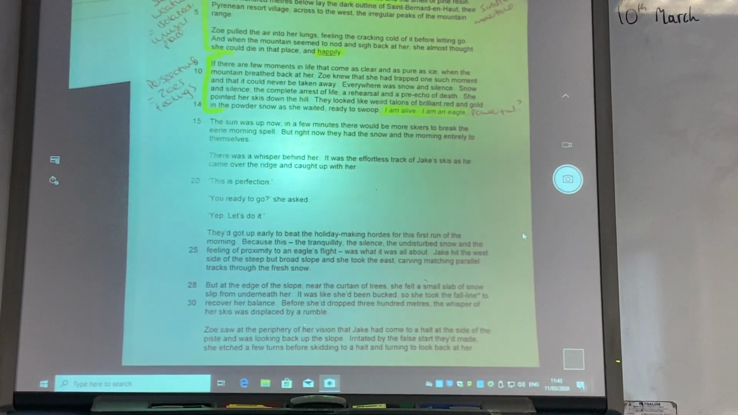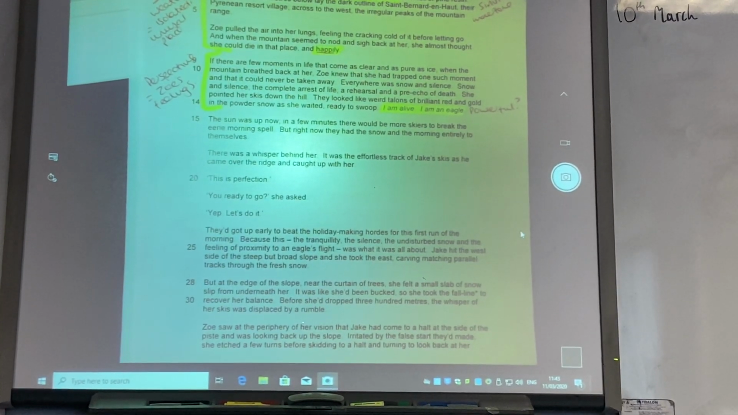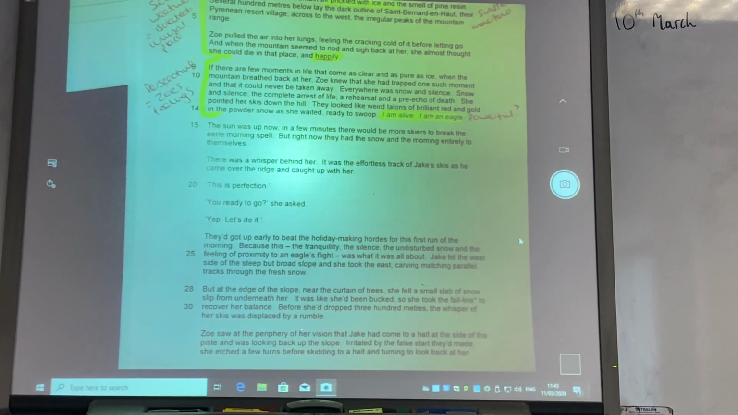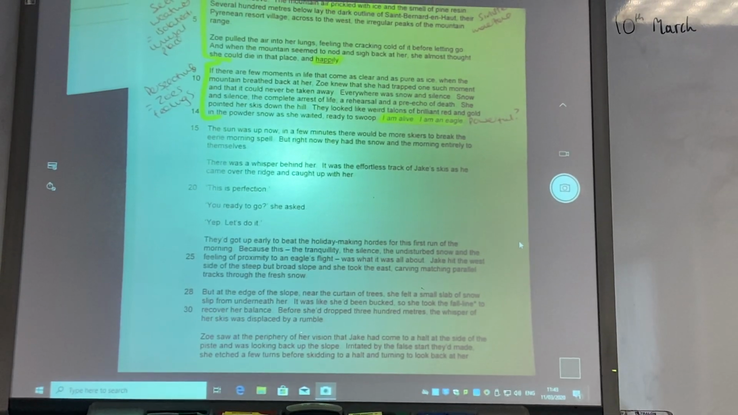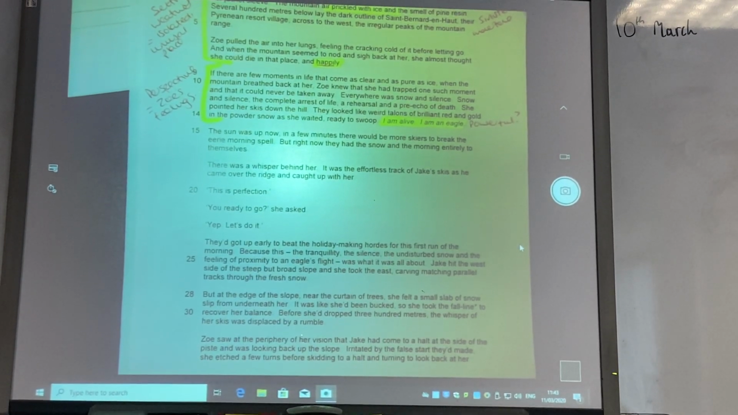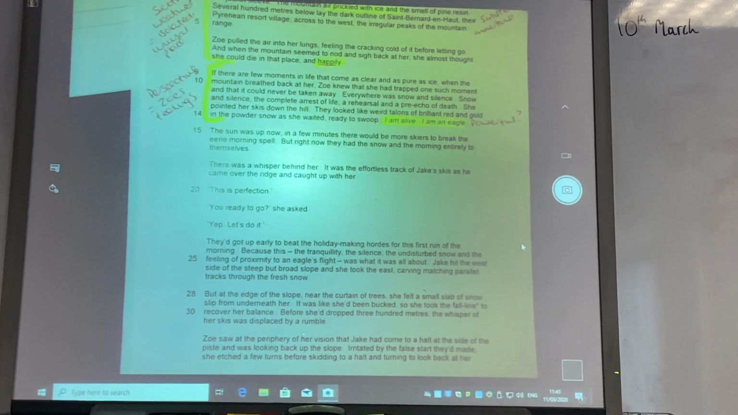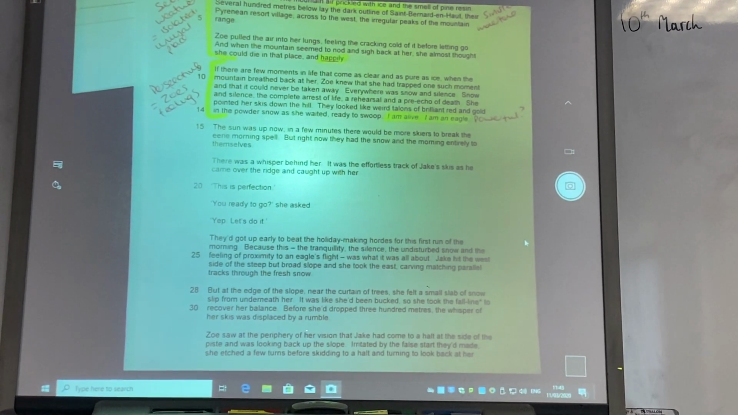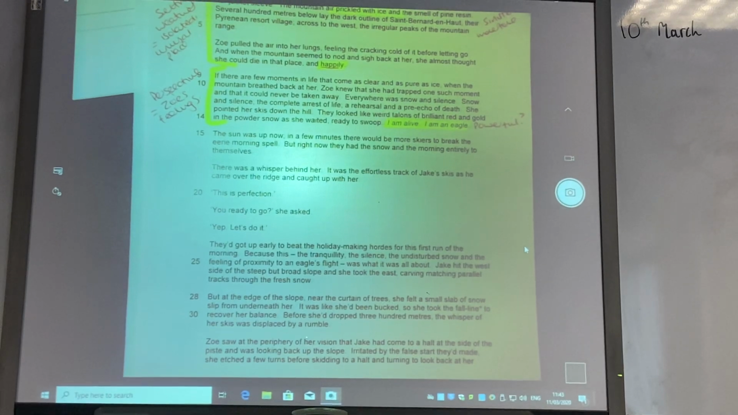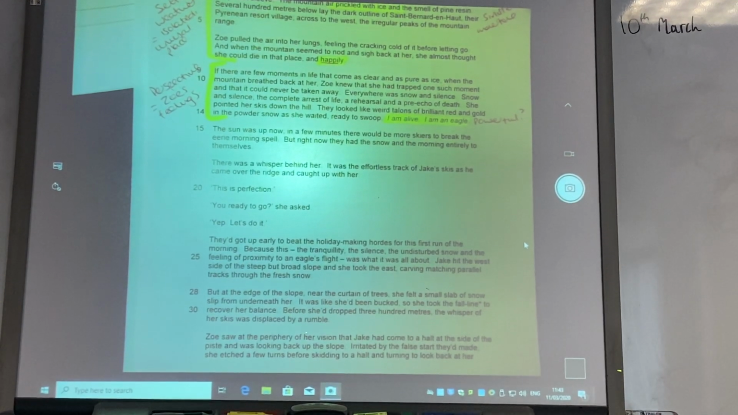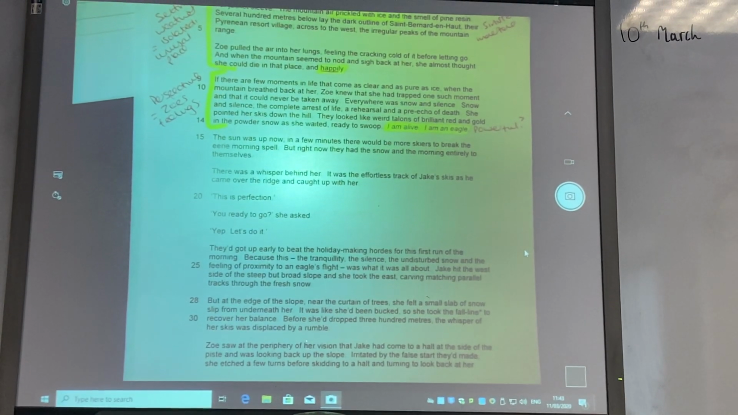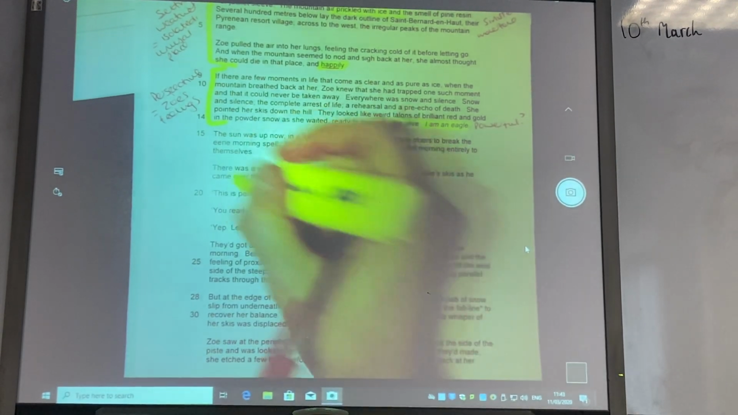The sun was up now. In a few minutes there would be more skiers to break the eerie morning spell. But right now they had the snow and the morning entirely to themselves. There was a whisper behind her. It was the effortless track of Jake's skis as he came over the ridge and caught up with her. "This is perfection. You ready to go?" She asked. "Yeah, let's do it."